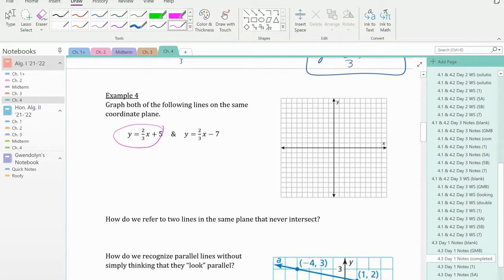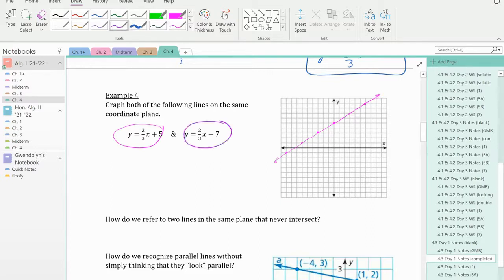We've got a y-intercept of 5. 1, 2, 3, 4, 5. We haven't graphed anything in a while. Rise of 2, run of 3. Rise of 2, run of 3. Or else I can go down 2, back 3. Okay, so there's that line.